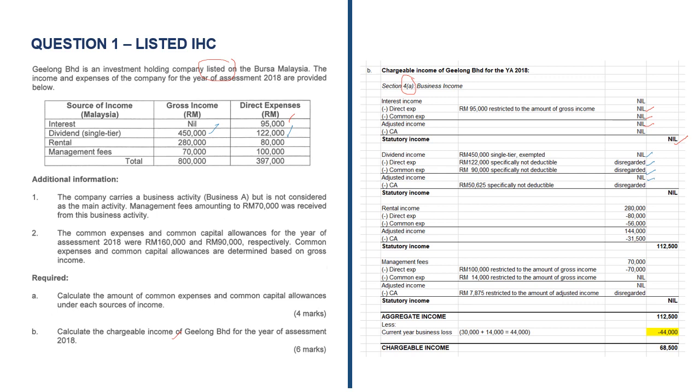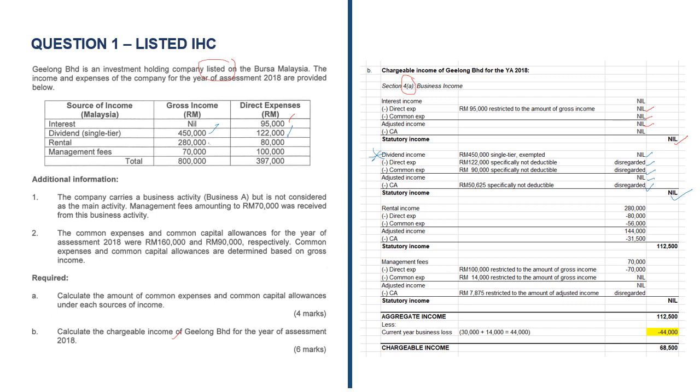Dan kita akan dapat adjusted dividend income nil tolak CA. CA yang tadi kita dah apportion, CA that belong to dividend sebanyak RM50,625. Tapi remember, apa-apa sahaja yang berkait dengan dividend here, dividend ni is specifically not deductible. So masih lagi disregarded. Last kali kita akan end up dapat statutory dividend income nil. Okey, settle bahagian dividend. Sekarang kita nak move pula kepada rental.